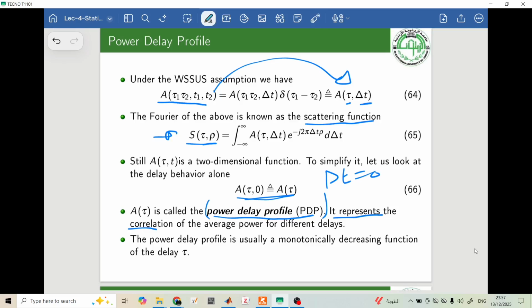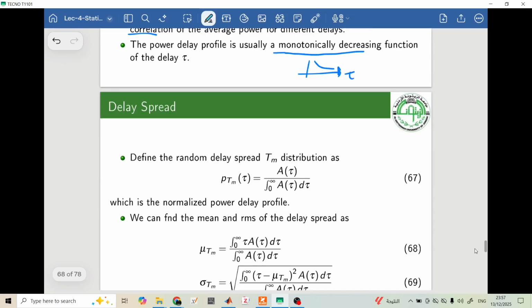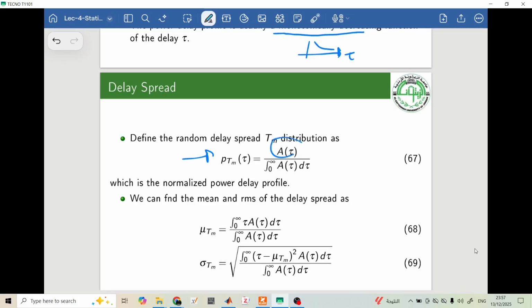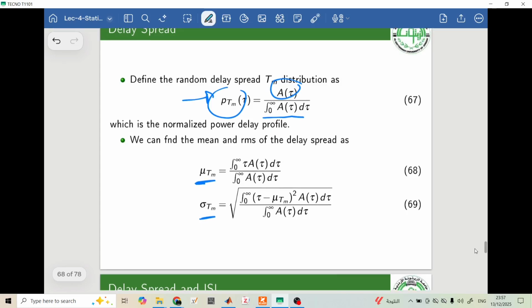Okay, and this function has a special form. It's monotonically decreasing, so it's always decreasing with tau, which makes sense, right? Because as the delay increases, meaning that we are moving away from the transmitter, the power should decrease as well. So we can make a PDF out of the power delay profile by normalizing it. Now since this is a probability density function, we can compute the mean and the standard deviation or variance. This is called the mean of the delay spread and the root mean square of the delay spread.